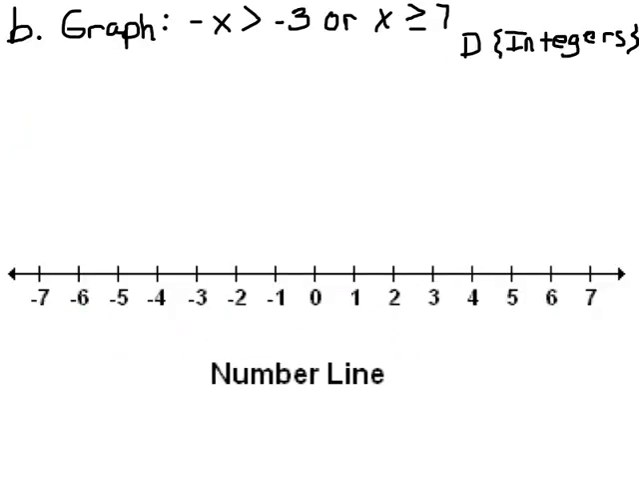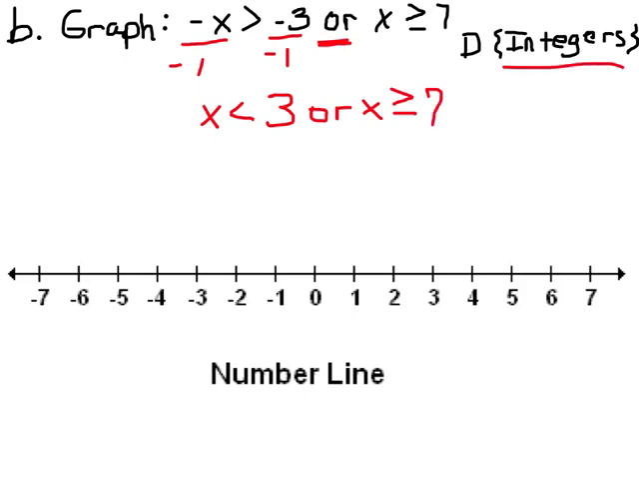All right, now this is an example of a disjunction because you see the word or. So here we have negative x is greater than negative 3, or x is greater than or equal to 7. Now what I'm going to do here is divide by negative 1. And remember that when I'm dividing by a negative, I'm going to have to flip this sign. So x is less than 3, or x is greater than or equal to 7.